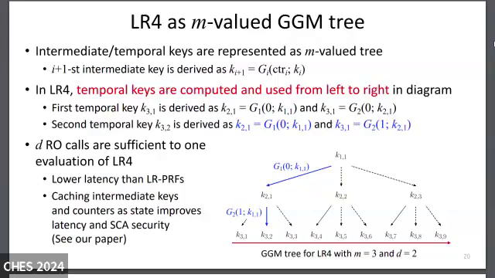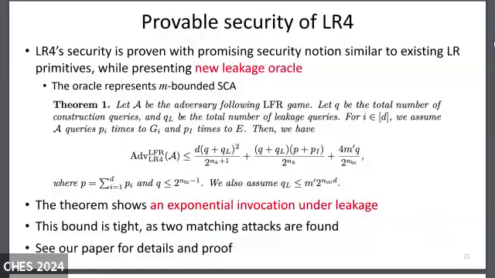Here, for one evaluation of LR4, D calls of the random oracle are sufficient, which is far lower latency than the existing LR PRFs. In addition, we present caching-based optimization. For example, in this case, to calculate K32, we don't have to evaluate K21 because it is already evaluated. So please see our paper for the details.